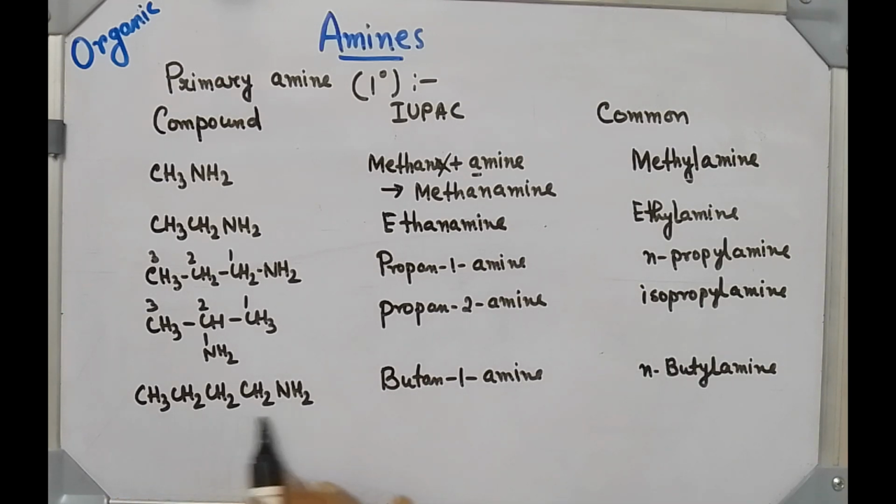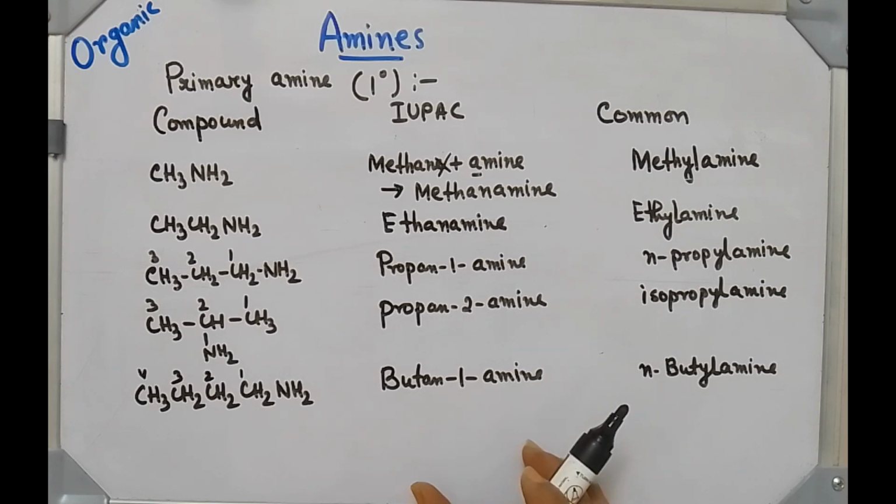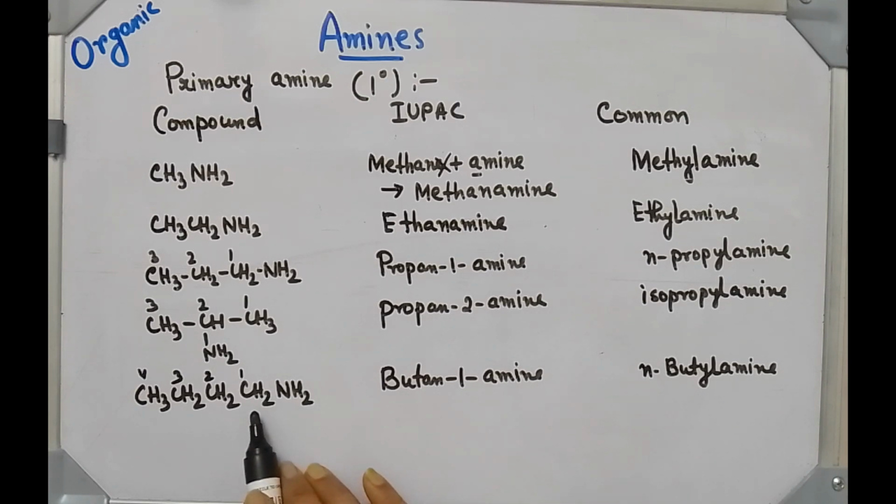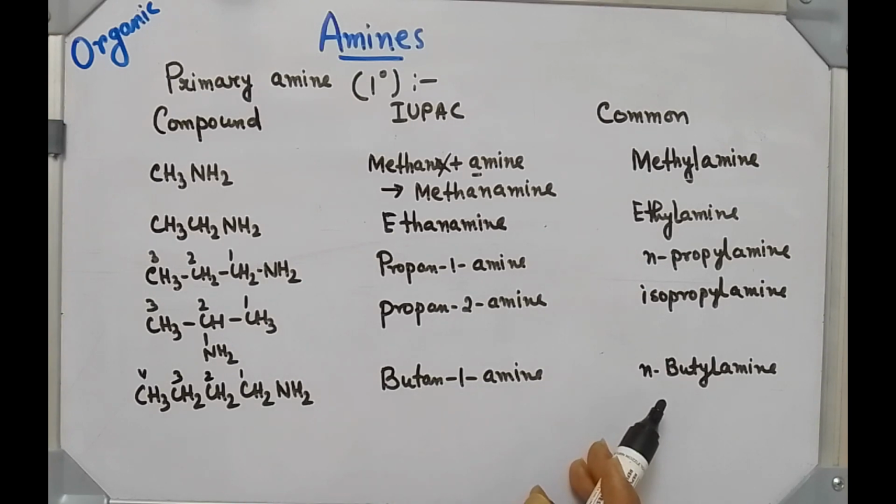Similarly, this has 4 carbon atoms, so it is butan-1-amine, the amine group is at position 1. So you have to mention the position here. And if you are not mentioning the position, that means when you write butanamine, it is this compound only. The NH2 group is at position 1 and its common name is n-butyl amine. All these are 1-degree amines.